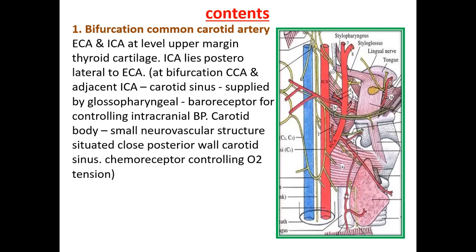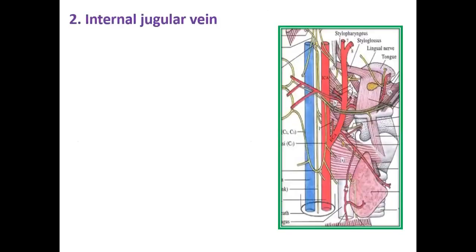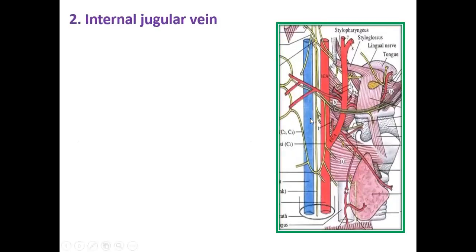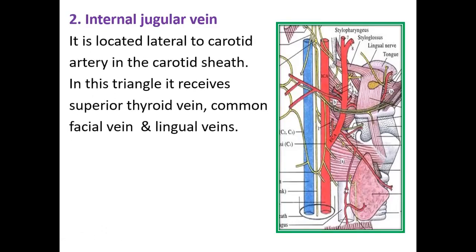The next content is the internal jugular vein. It is located lateral to the carotid artery in the carotid sheath. Here, this is the internal jugular vein located lateral to the carotid artery. The carotid arteries lie medially and the internal jugular vein lies laterally within the carotid sheath. In this carotid triangle, the internal jugular vein receives three tributaries: the superior thyroid vein, common facial vein, and lingual vein. That's all about the internal jugular vein.